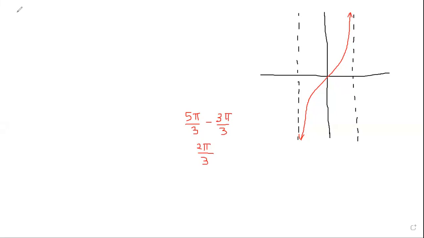Now let's see. It's 6.1 A. The period is 2 pi over 3.